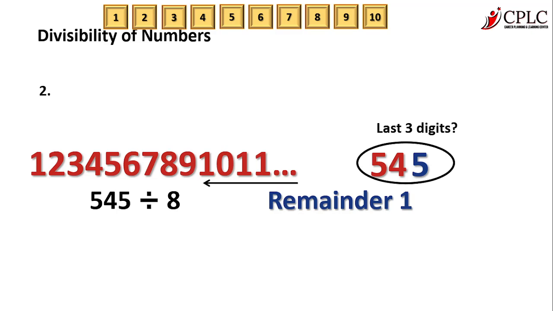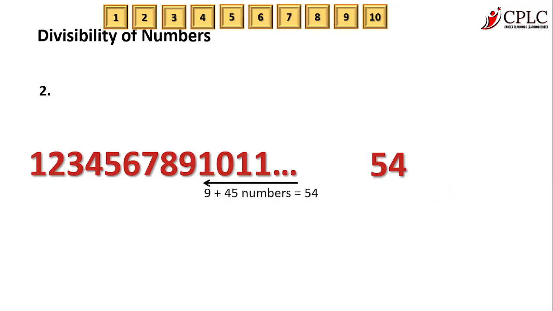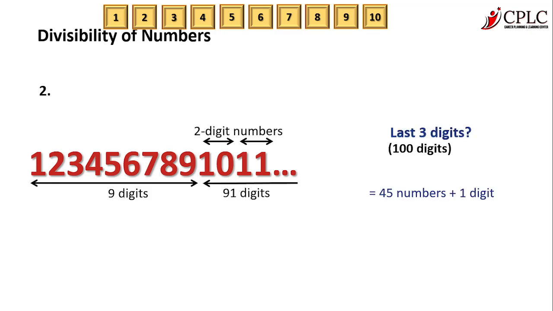So this is the way to do that, basically. You have to read the question properly. That is last three digits. And last three digits, how are you going to get them? One more time. 1 to 9, 9 digits.